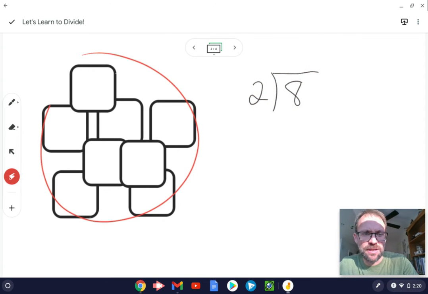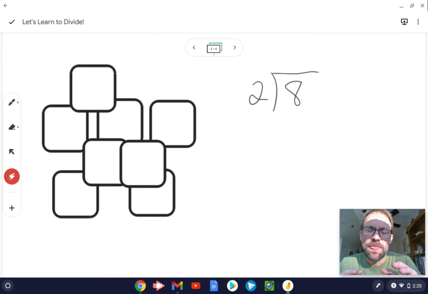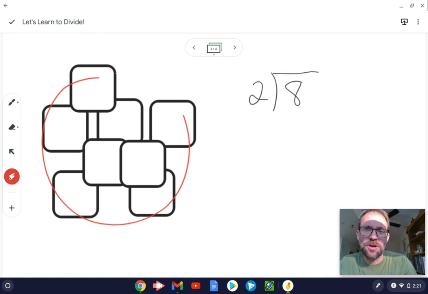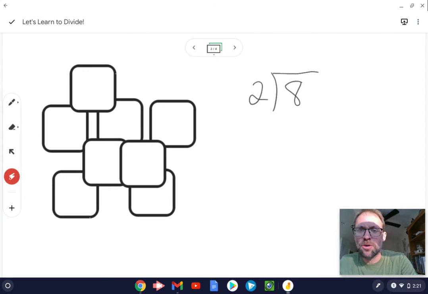And here are our 8 things. So you might remember from last week, and you might not, that's okay. But either way, when we use partial quotients, we always begin by asking ourselves this question: how many groups of 2, or whatever the divisor is, in this case it's 2, how many groups of 2 can we make from 8? So what we're going to do is take these 8 things and make groups of 2. And as we do, we'll record it over here using partial quotients, okay?